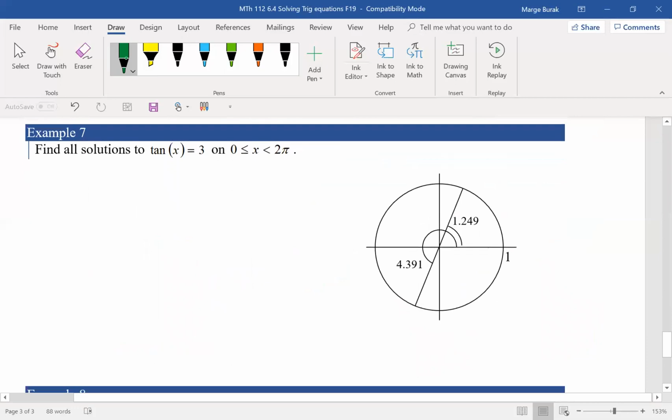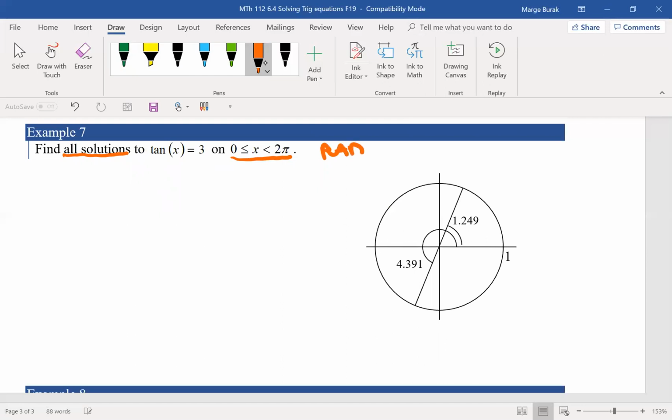Let's do another one. This one is find all solutions on 0 to 2 pi. That means I need radians. That's your ticket right there. If they ask you, if it's in degrees, you give them degrees. If it's in radians, you give them radians. So I'm going to start by doing tan inverse of 3.